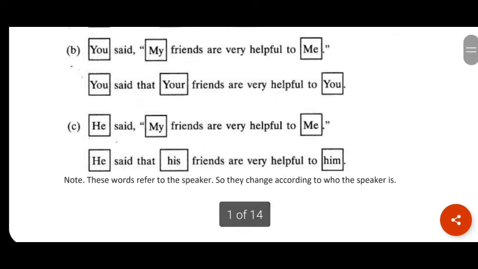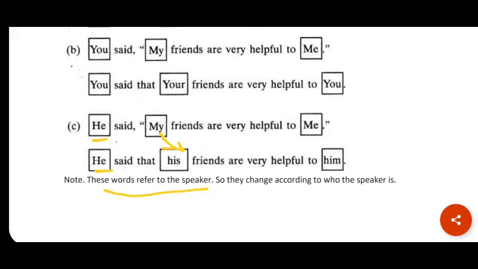Third example, he said my friends are very helpful to me. Now he is the third person, so my will change to his and me will change to him. Okay, so these changes are done as per the subject of the reporting verb. Now why? Because all these words refer to the speaker.